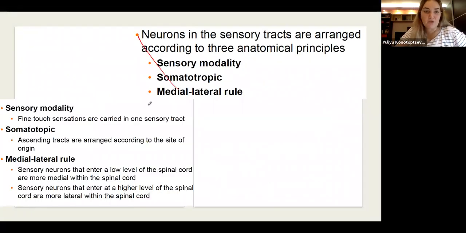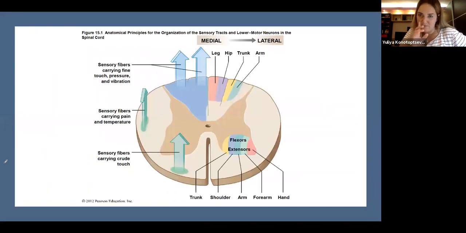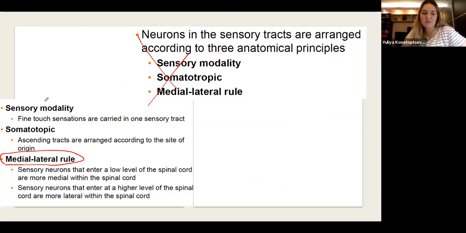Okay, everything else is not important. This is important, medial lateral rule. For some reason, this gets confusing. So sensory neurons that enter at the low level of the spinal cord are always going to be more medial. Why? Because they have a longer distance to go.